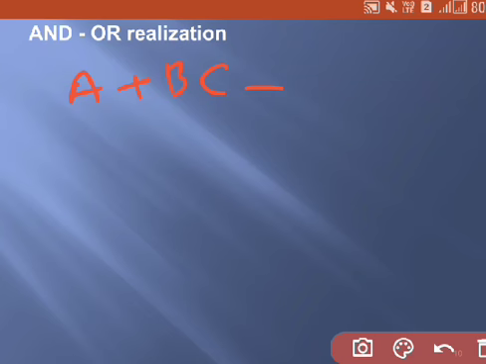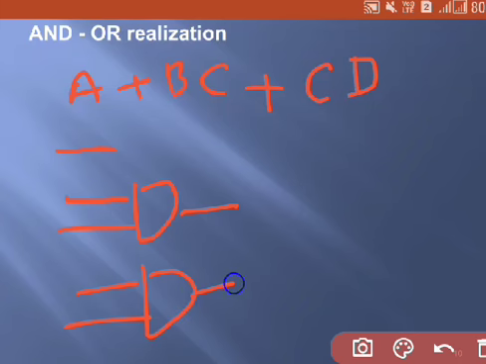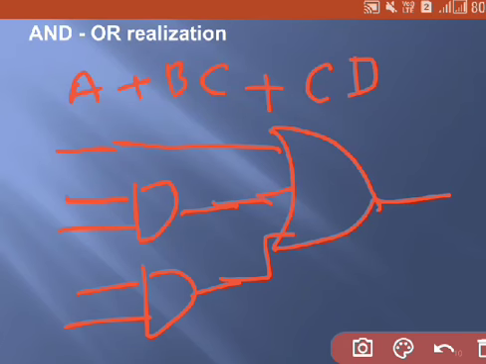For example, if one more variable is there and you want to realize A plus BC plus CD, what will you use? First you need A, and then BC. For BC you will use one AND gate, and for CD you will use another AND gate, and all these three terms should be ORed together. That's why this type of expression can be realized with AND OR realization.